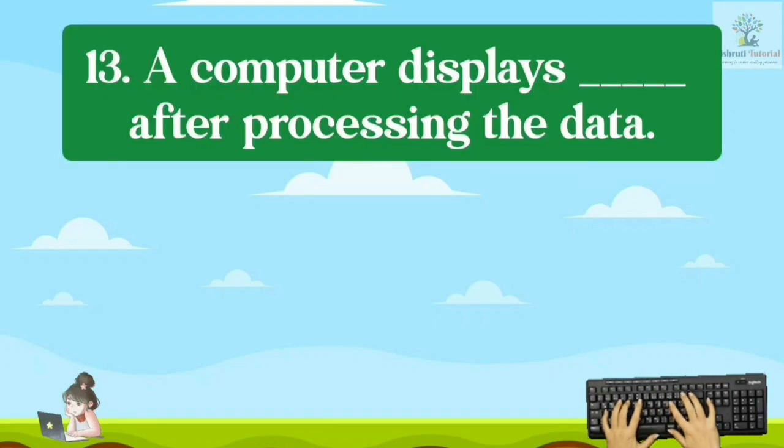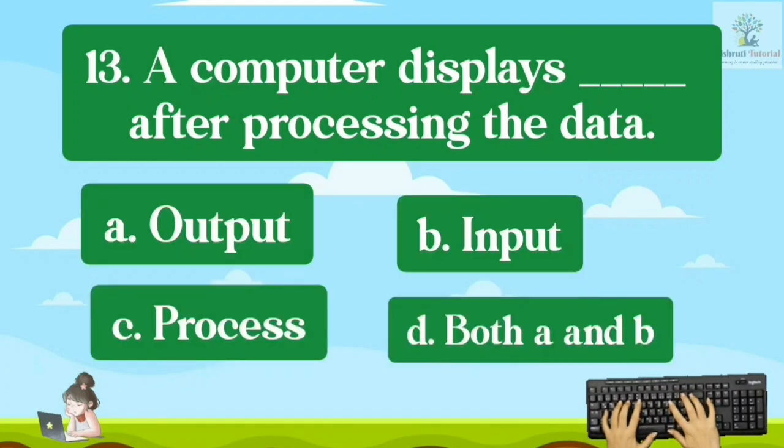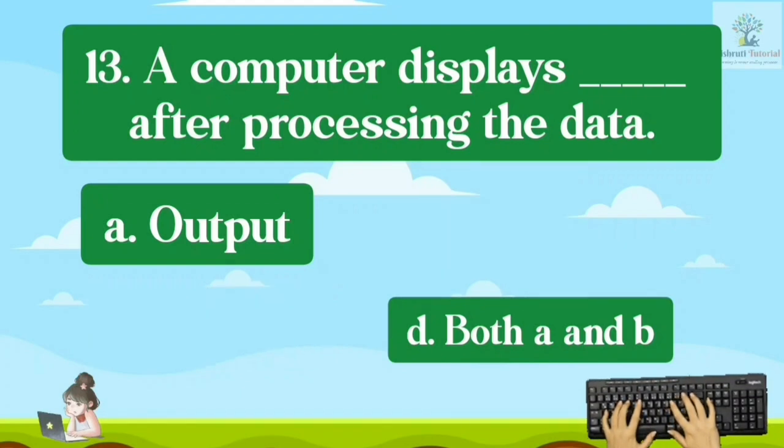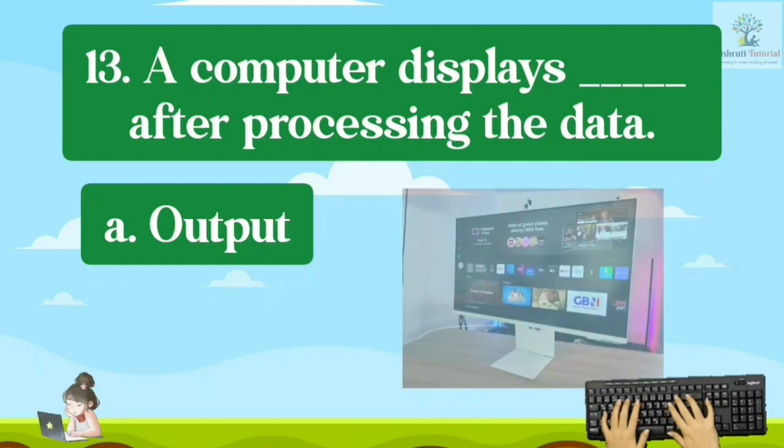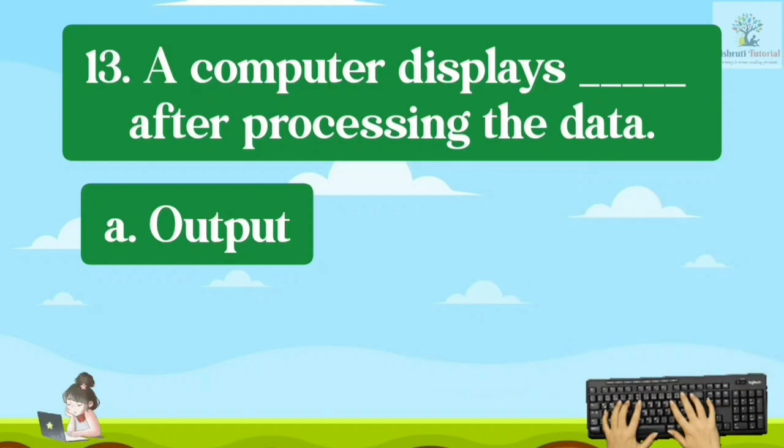Question number 13. A computer displays dash after processing the data. Options: A. Output, B. Input, C. Process, D. Both A and B. And the correct answer is A. Output. A computer displays output after processing the data.